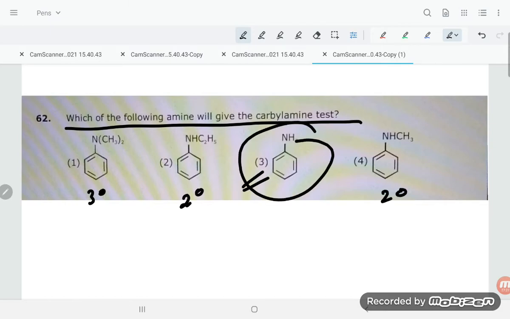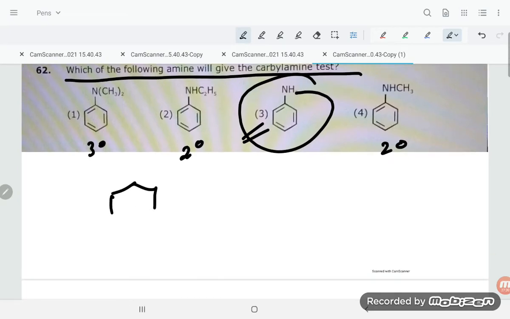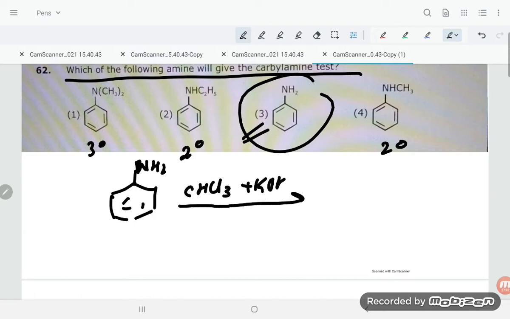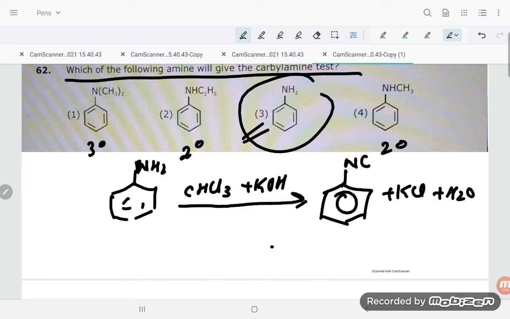So this will give the carbylamine test, student. How can you write the reaction? Here we have NH2. If you are treating NH2 with CHCl3 plus KOH, what product are you going to get, dear students? Here you will get NC plus KCl plus H2O. So here is our required product, isocyanide. So the carbylamine reaction is given by 1 degree amine and aniline. So you must be understanding, student.